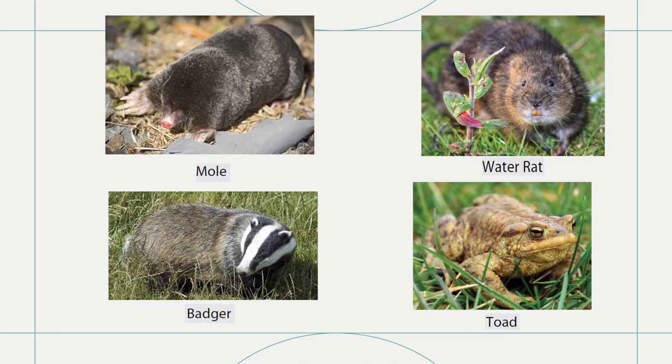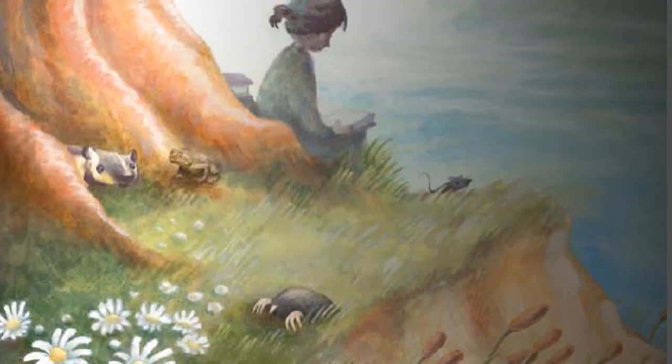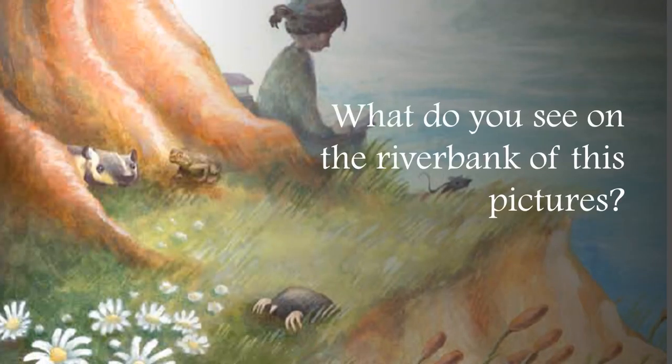The story you are going to hear for the next few weeks is about animal characters living near a river and woods, forest. The main characters are a mole, a water rat, a European water vole, a badger, and a toad. What do you see on the riverbank? A girl, badger, toad, rat, and back of a mole.